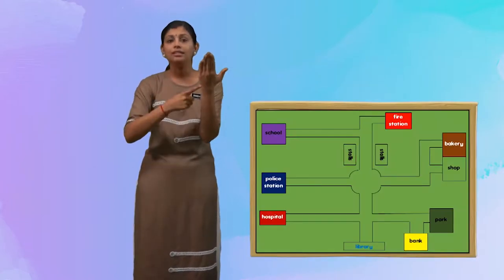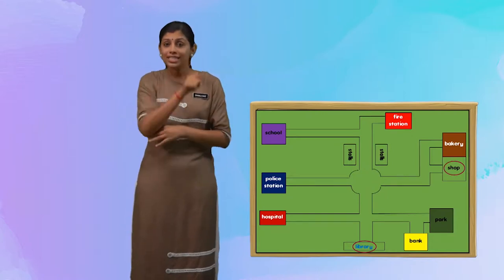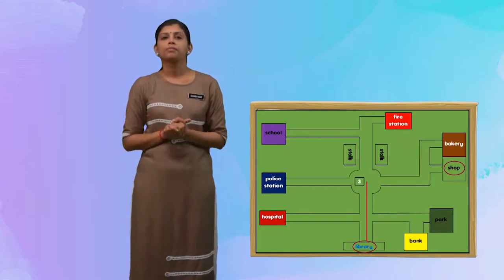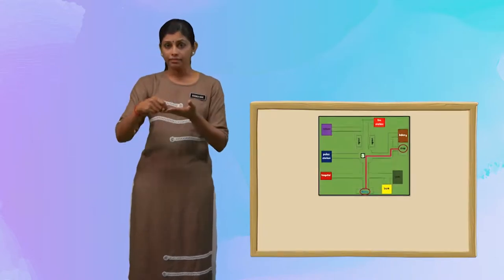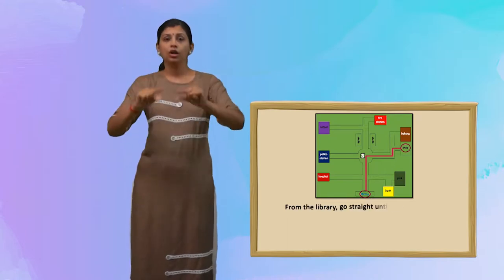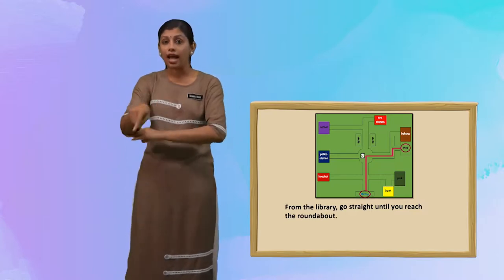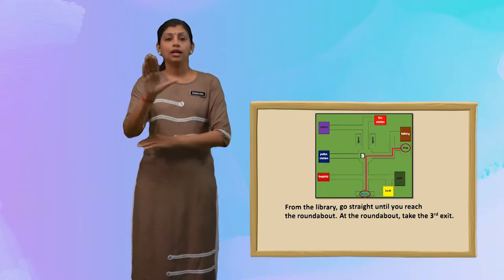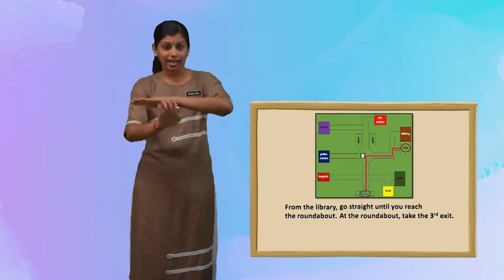First, check the starting point and the destination. Very good. So, circle it. Then, draw the route. Make sure it is correct. And now, start writing. Just like earlier, we write from the library, go straight until you reach the roundabout. At the roundabout, take the third exit. Very good. Third exit.